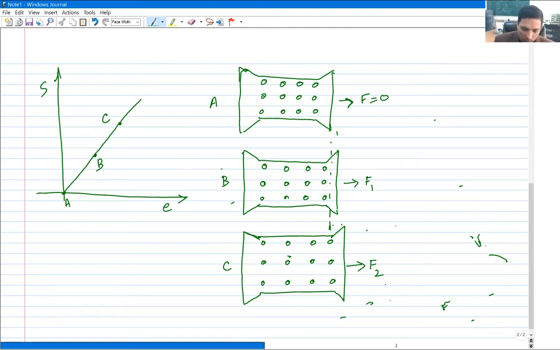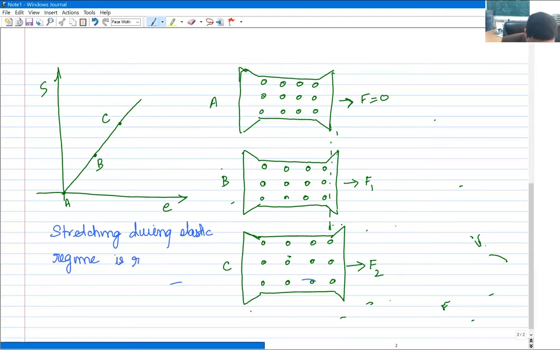What we approximately gain as understanding from this is that stretching during the elastic regime is related to the stretching of the bonds, and therefore the stiffness must be related somehow to the bond energy. Stretching during elastic deformation is related to stretching of chemical bonds.